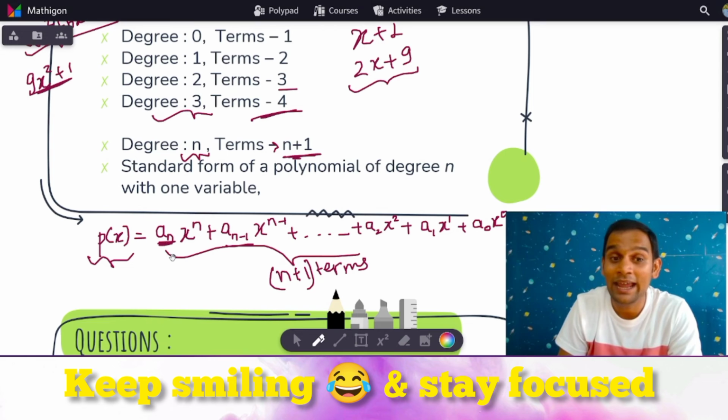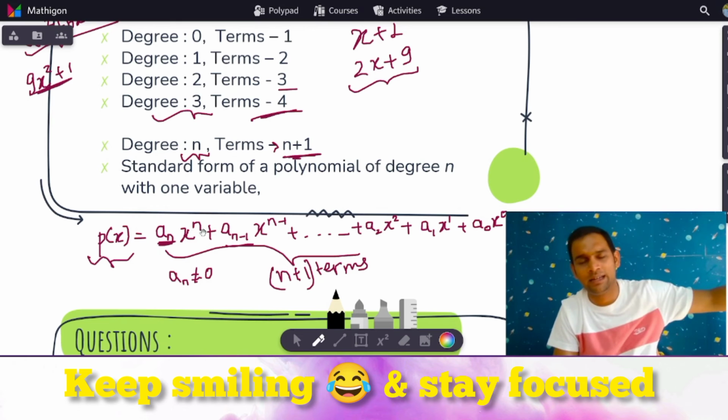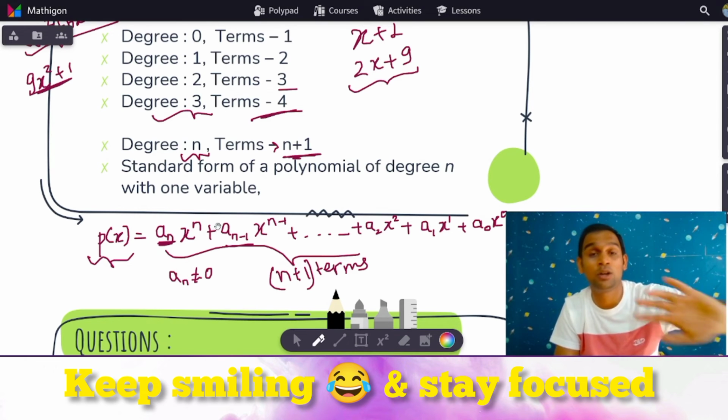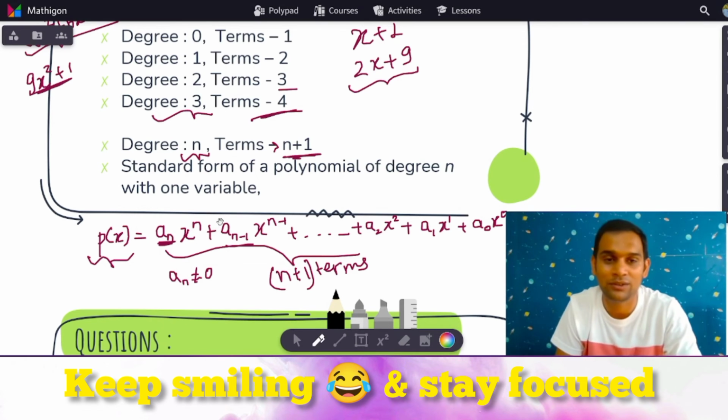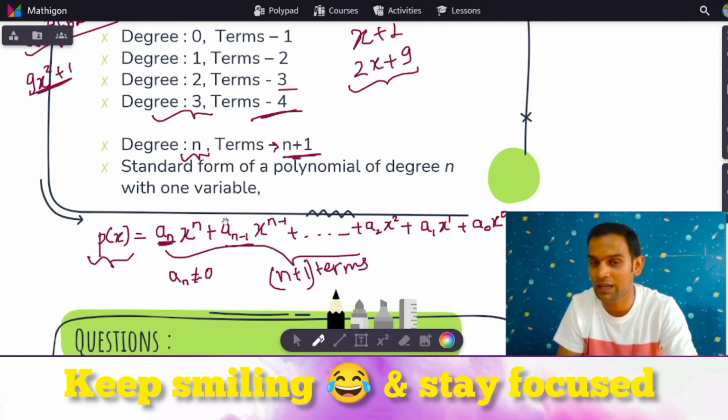And then an cannot be equal to 0, because if an is 0, the x to the power n term gets cancelled out, so that this will not remain a polynomial with degree n. That is what we have to focus on.